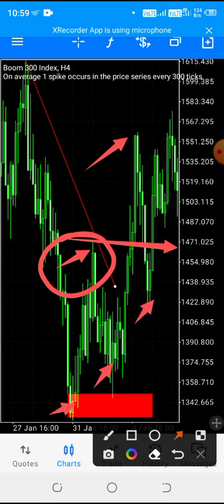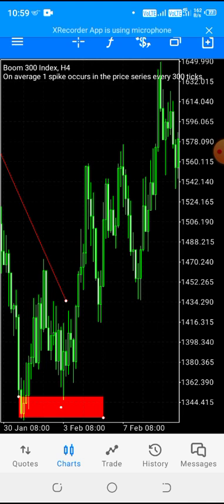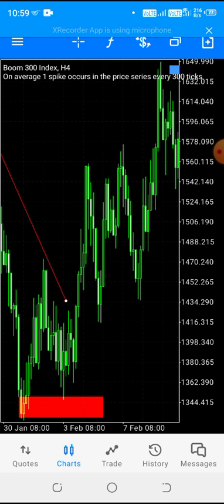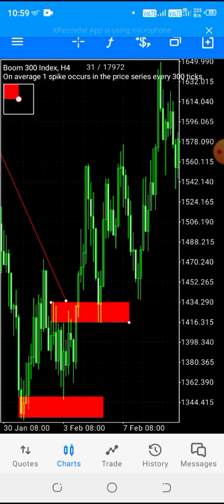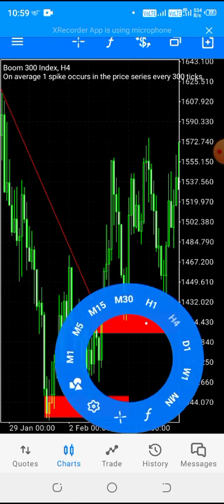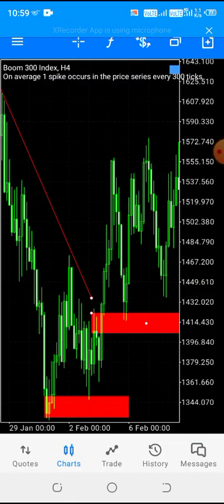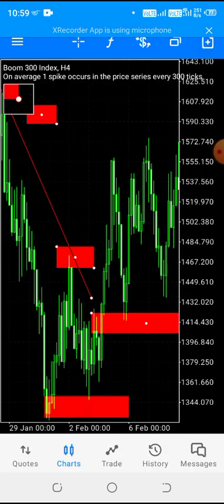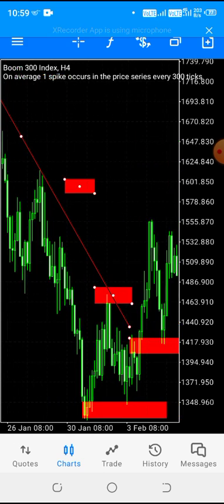Why? Because at this point we had this. Let me draw it well again. We had this area here, that area that was there. So let me mark it. This was a high that was broken. The market was on a down trade. The market is on a down trade.